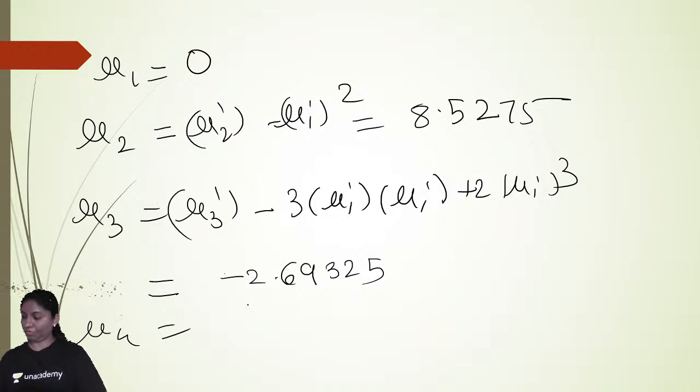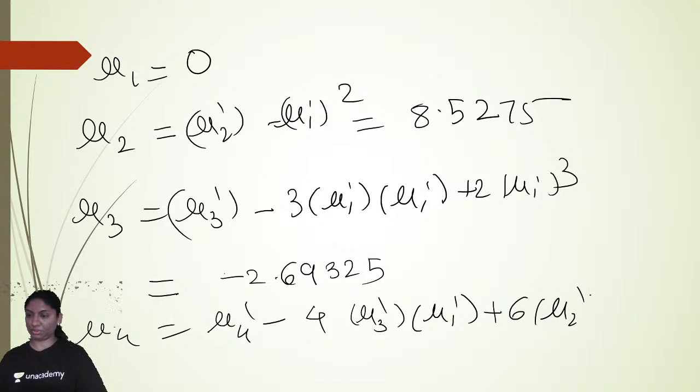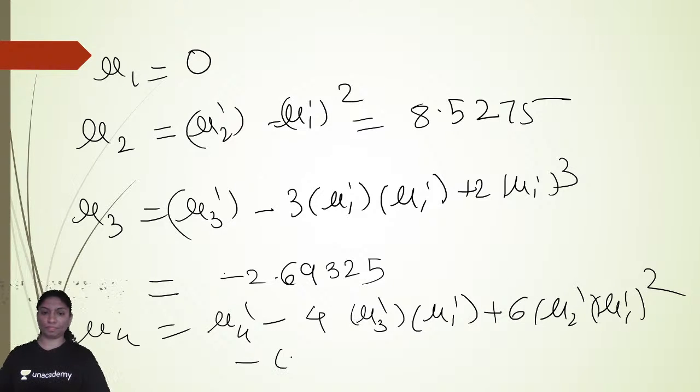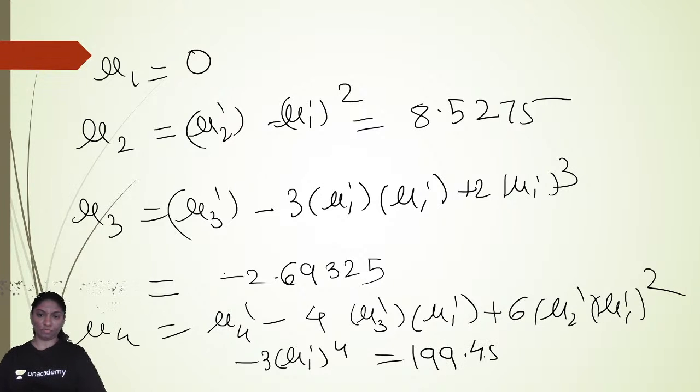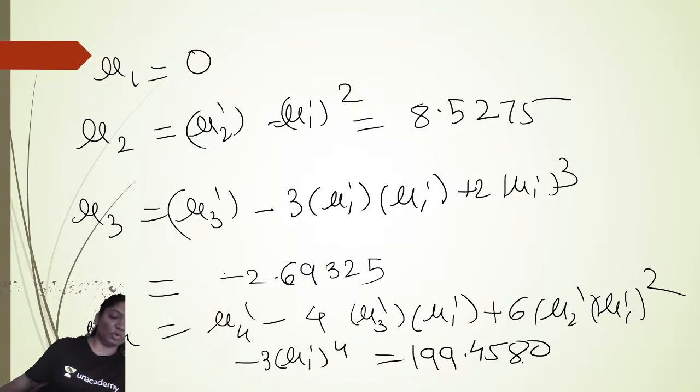Mu4 is equal to mu4 dash minus 4 times mu3 dash into mu1 dash plus 6 mu2 dash into mu1 dash square minus 3 mu1 dash raised to 4, which is equal to 199.4580. 199.4580 is the value of mu4.